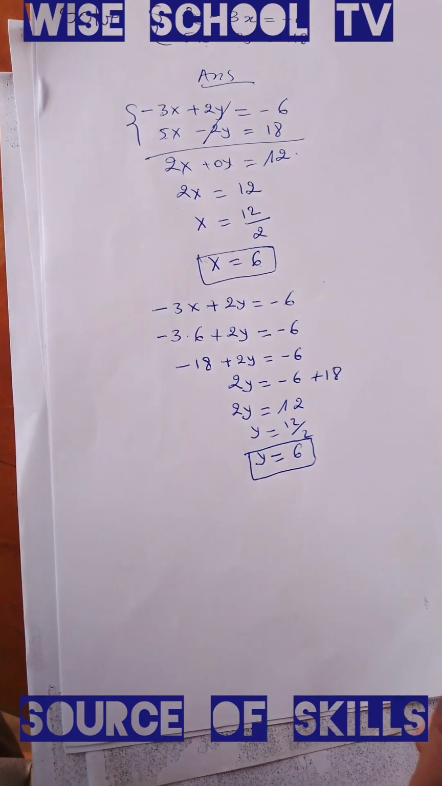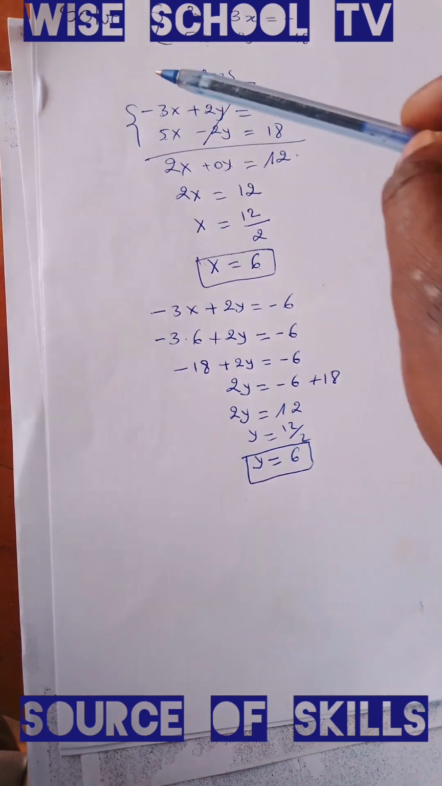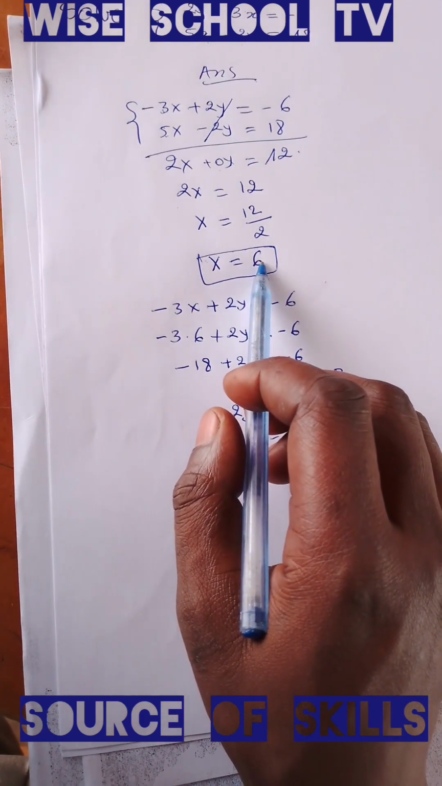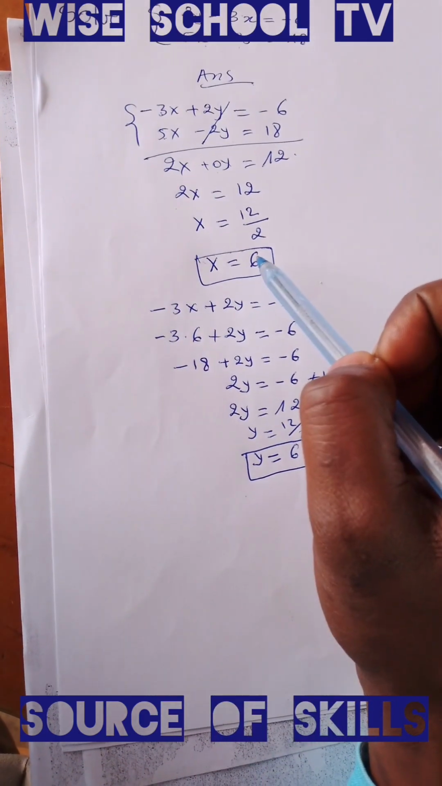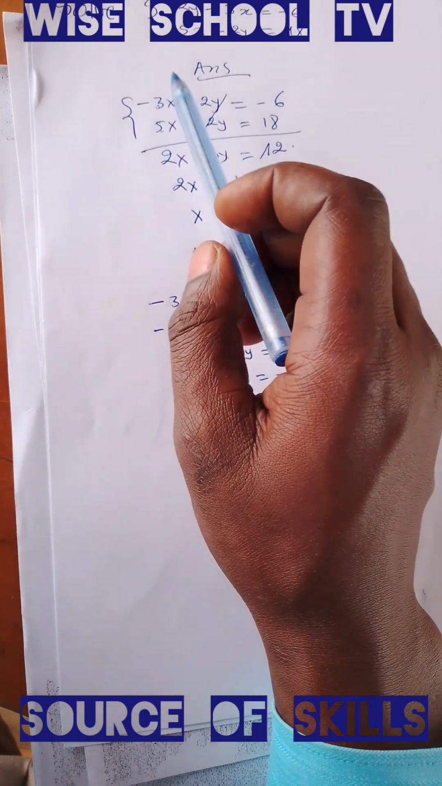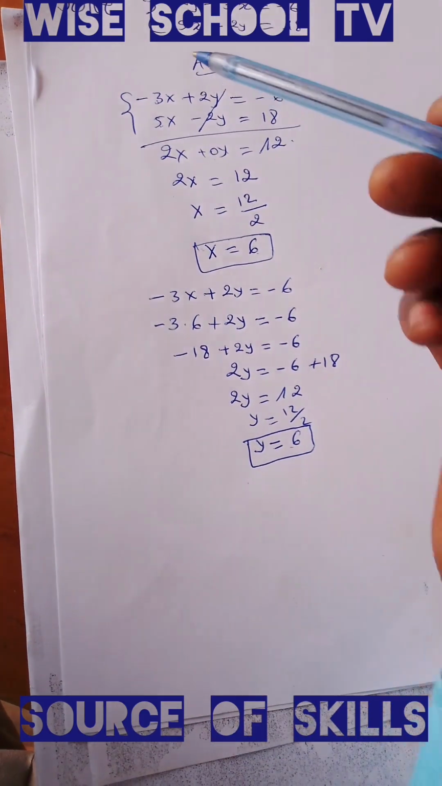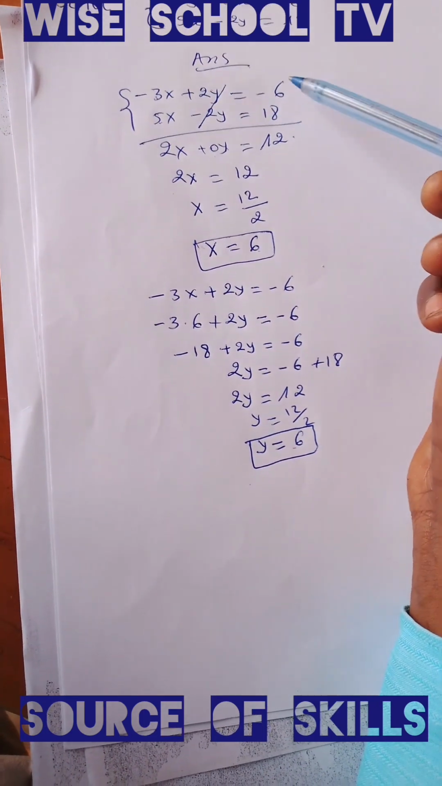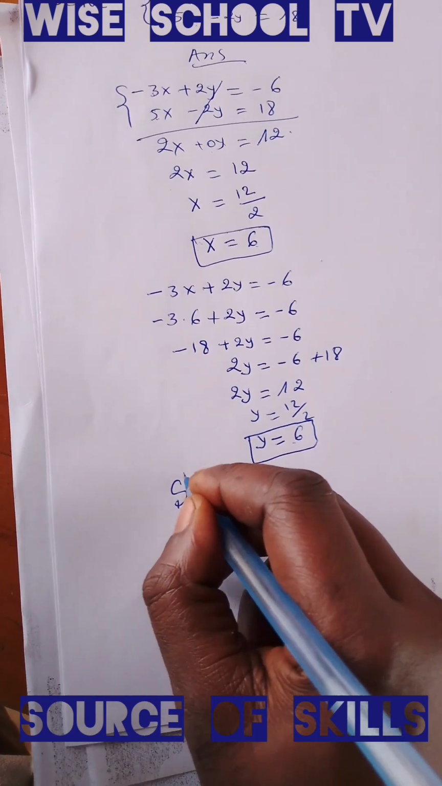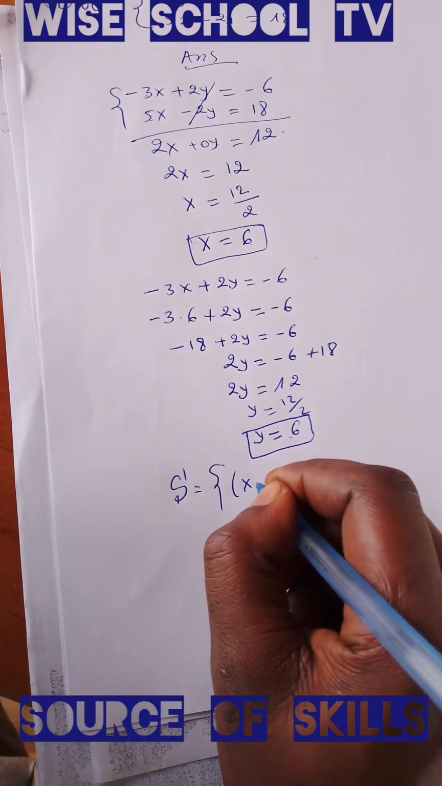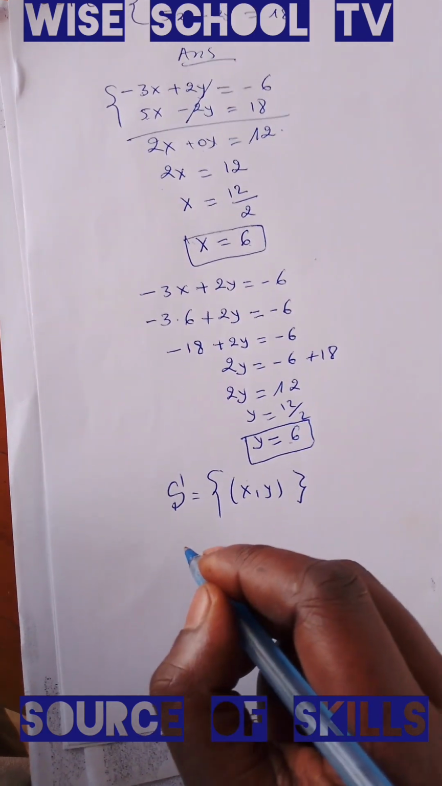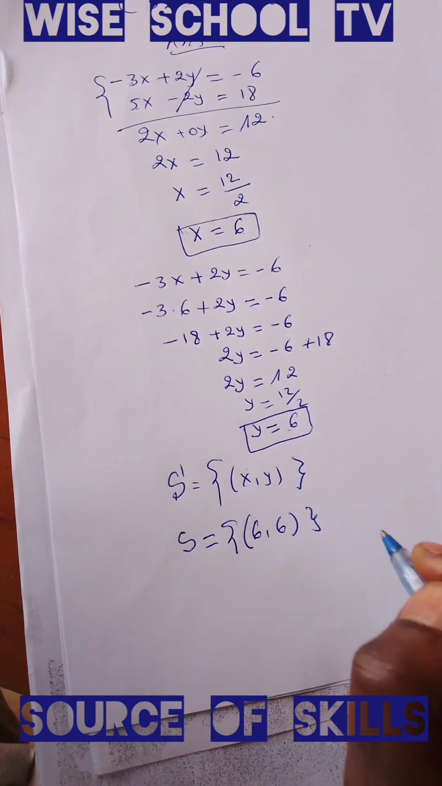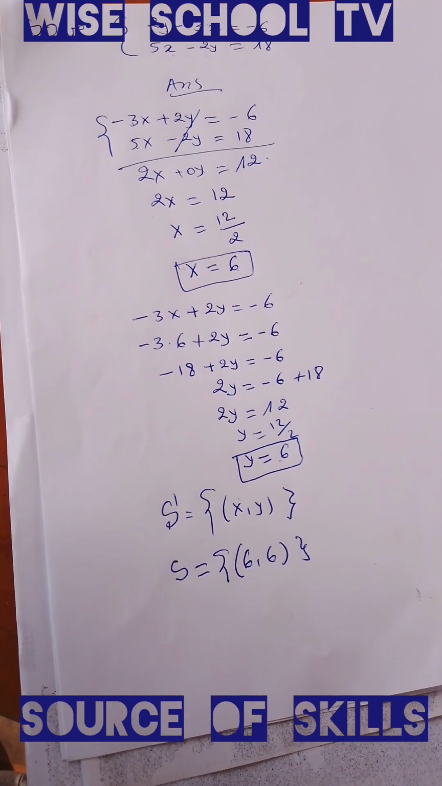Also, you can check this by replacing x and y in our equation. So we can check: when x is equal to 6, you take 6 times minus 3, which is minus 18. Taking y and replacing it gives plus 12. Then minus 18 plus 12 is equal to minus 6. So the solution of that question is the couple x, y, which is equal to the couple 6, 6. So this is the answer for that question.